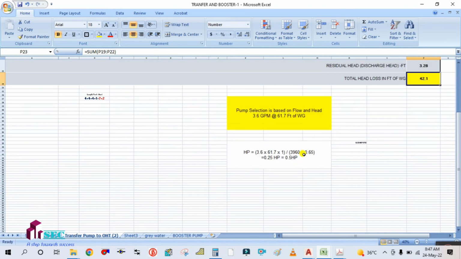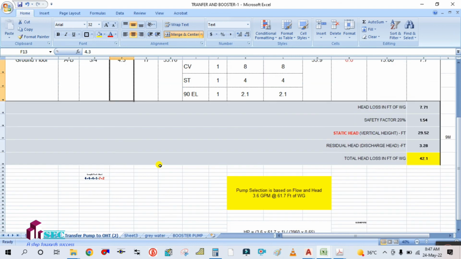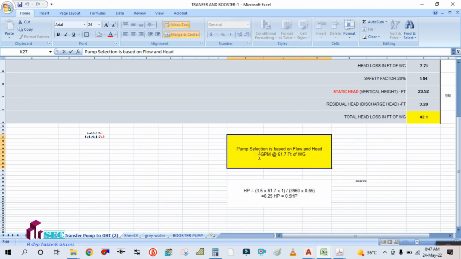So how to select the pump? Pump selection is based on the flow and head. How much is the flow? Flow is 4.3 and head is 42.1 feet. So simply enter it here.